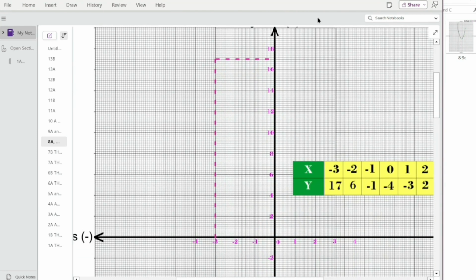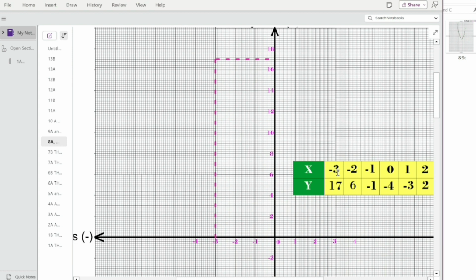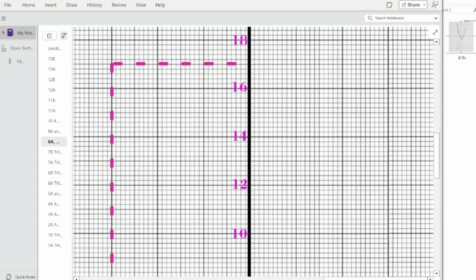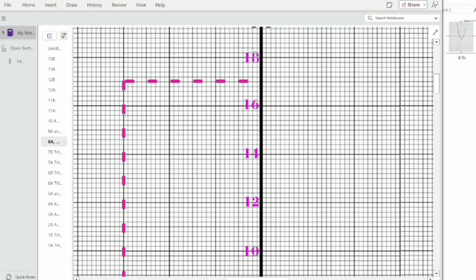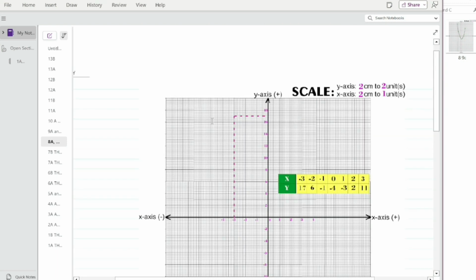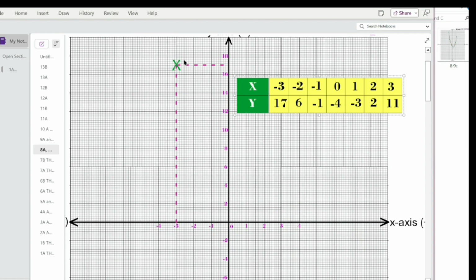Zooming in, at the point when x is minus 3, y is 17, that means we are going up. Since y is positive, we go up. And looking at this, if this is 16 and this is 18, in between 16 and 18 we have 17. 17 will actually be right in the middle, so this is 17. From there we get our first point, that's when x is minus 3, y is 17. We do that, then we mark out the point.